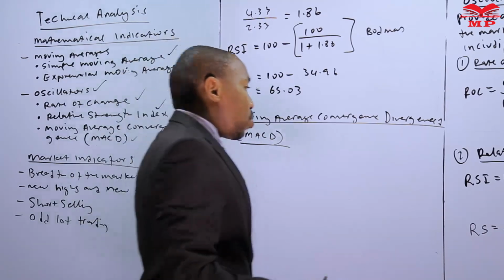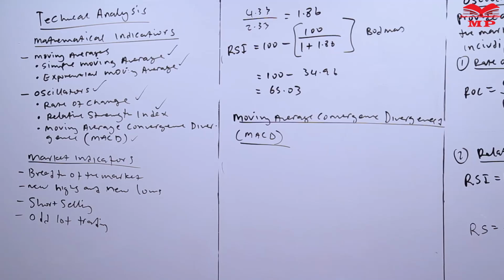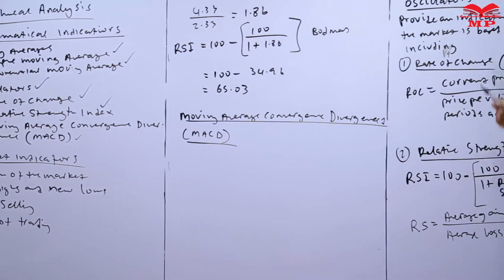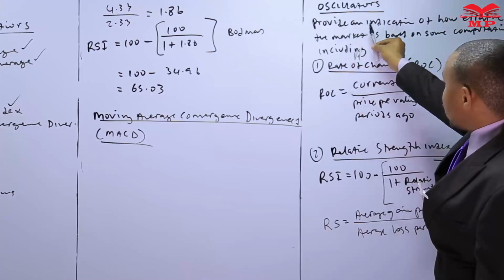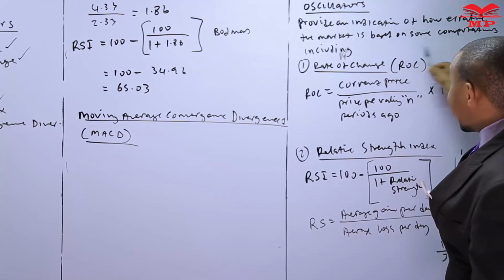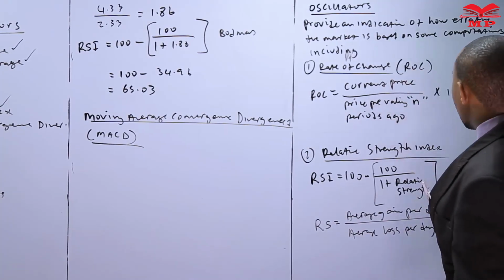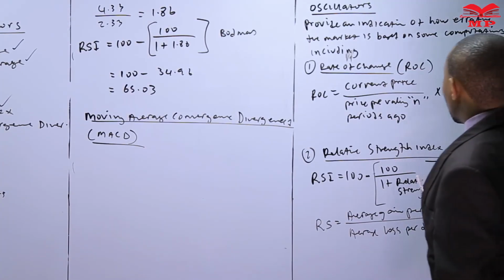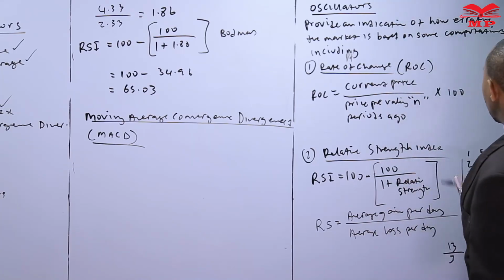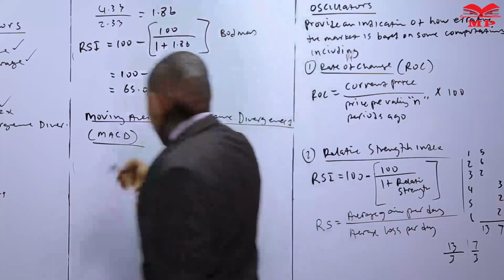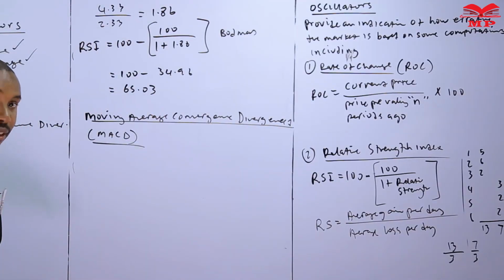We just need to understand the strength of this indicator by looking at the premise behind the oscillators. The premise behind the oscillator provides an indication of how erratic the market is based on some computations. We're looking at the short-term exponential moving average, and the difference between the short-term exponential moving average and the long-term exponential moving average gives us the moving average convergence divergence.